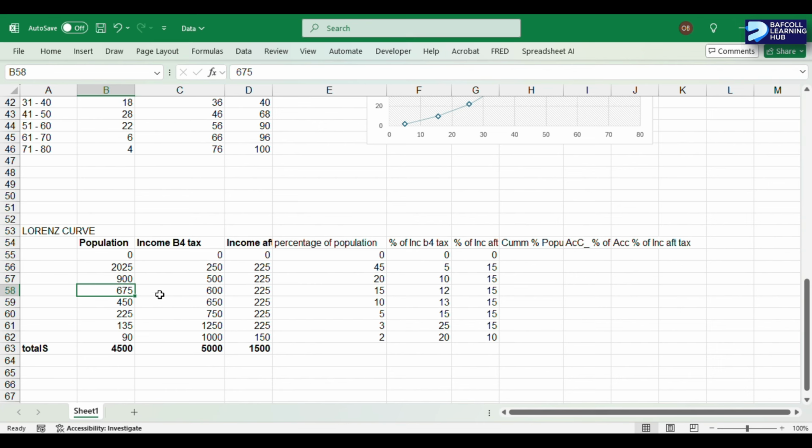Now the next thing we'll be computing is the cumulative percentage of population. I'll go to my population, and this will be equal to this plus this, then I can just drag it down. I can also do the same for the cumulative percentage of income before tax.